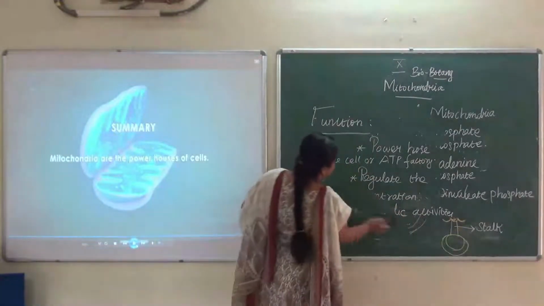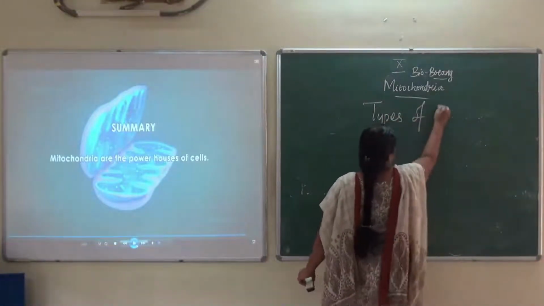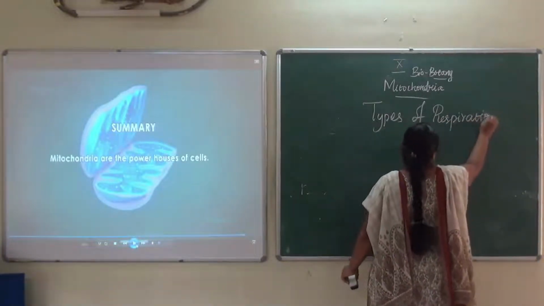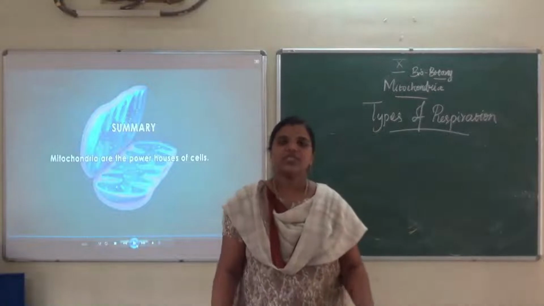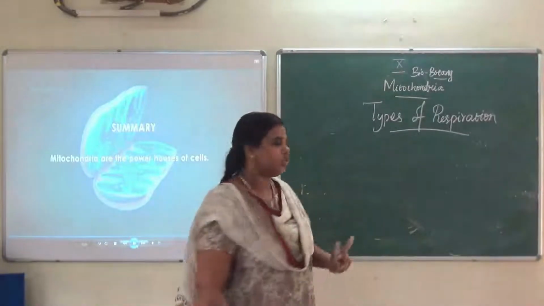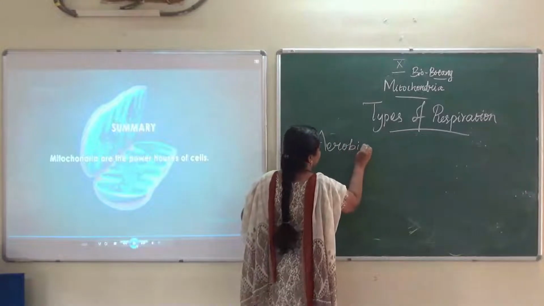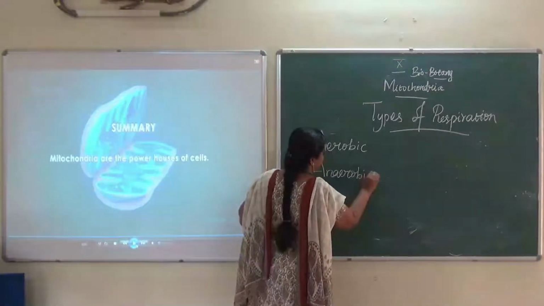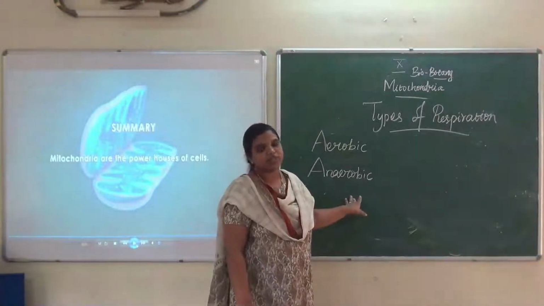And then next, types of respiration. Respiration occurs commonly in plants and animals. There are two types of respiration. One is aerobic, another one is anaerobic. Aerobic means presence of oxygen, anaerobic means absence of oxygen.